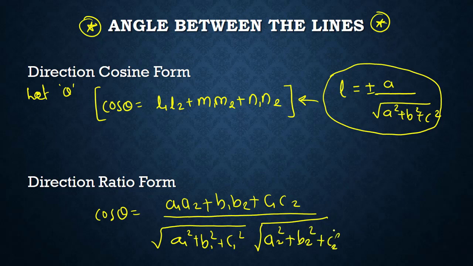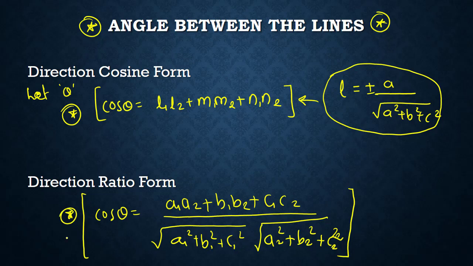Isn't it so simple? Very, very simple. Look, for 2 minutes just look at this formula properly. It will be damn sure, it will be in your mind forever. A1 A2 plus B1 B2 plus C1 C2 by root of A1 square, B1 square, C1 square, into root of A2 square, B2 square, C2 square. Okay, very good. So these are the two angle formulas for the angle between the lines.